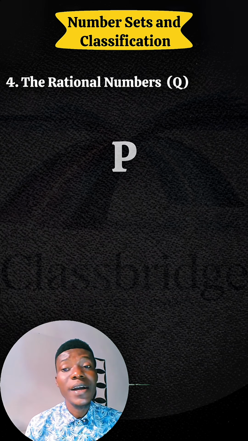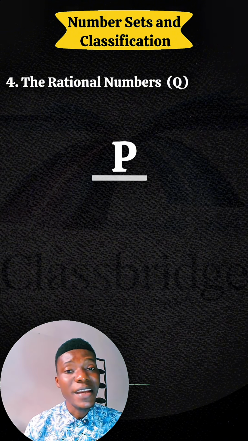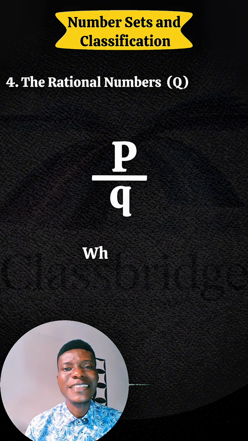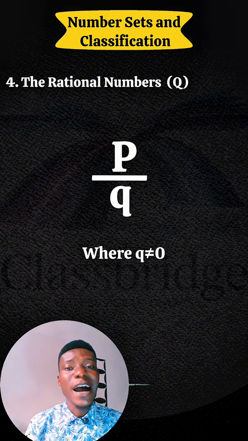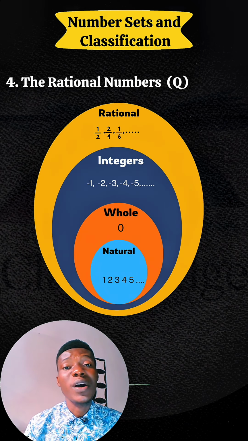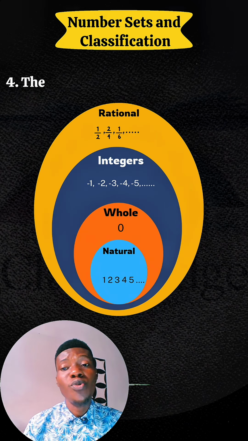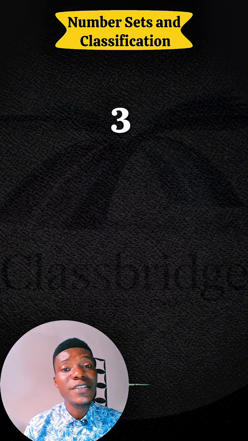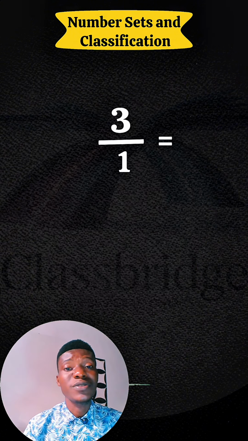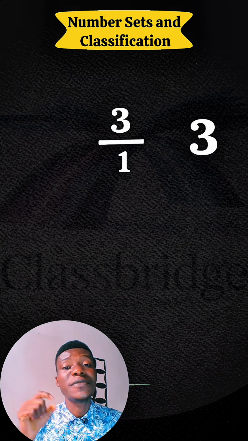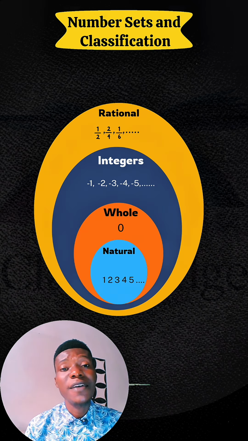The number 4 on the list is the rational number. A rational number is any number that can be expressed in the form of a fraction, that is, one integer over another integer. An example is 1 over 2, 1 over 6, 3 over 4, and so on. But do not forget that 3 over 1 is also a rational number. Why? 3 over 1 will still give you 3, meaning that we can have integers in rational numbers.